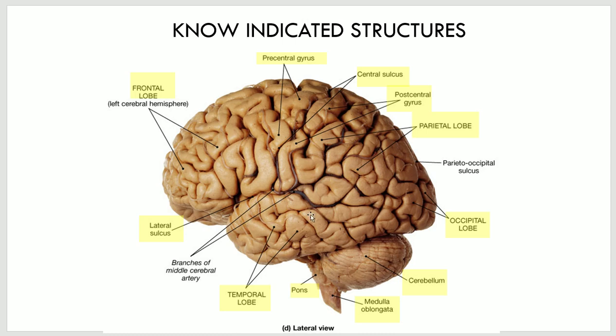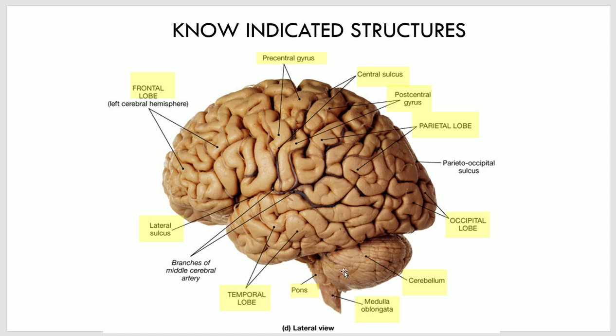I think that's it. Parietal lobe, temporal lobe, frontal lobe, occipital lobe, precentral gyrus, central sulcus, postcentral gyrus, all part of the parietal lobe. Remember, central sulcus runs all the way down to the lateral sulcus. Lateral sulcus has an artery that sits on it, so you should be able to pinpoint where it is.